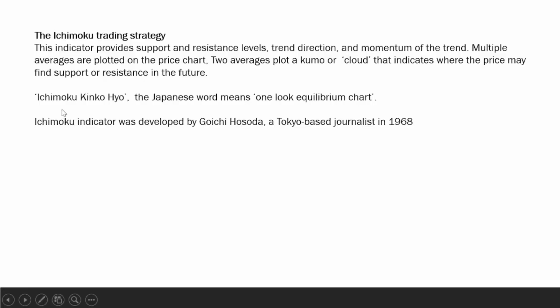The Ichimoku trading strategy was first developed by Goichi Hosoda, a Tokyo-based journalist of Japan, in 1968. The word Ichimoku Kinko Hyo is a Japanese word which means one look equilibrium chart. Just by a glance at the chart with this indicator on, we can quickly tell what is the direction of the price or index or stock. That is the advantage of this Ichimoku chart or trading strategy.